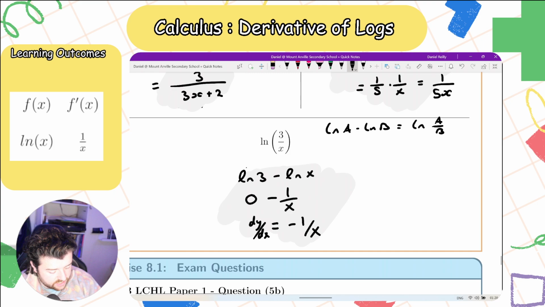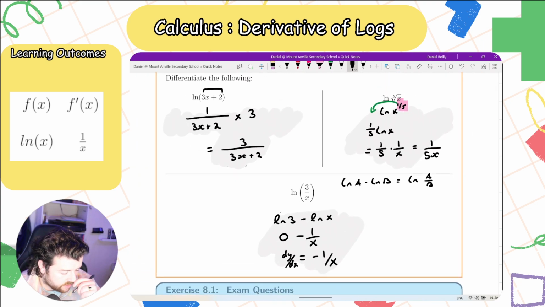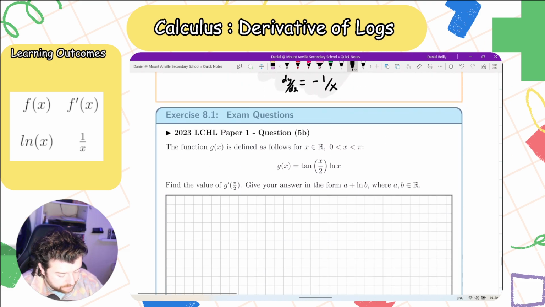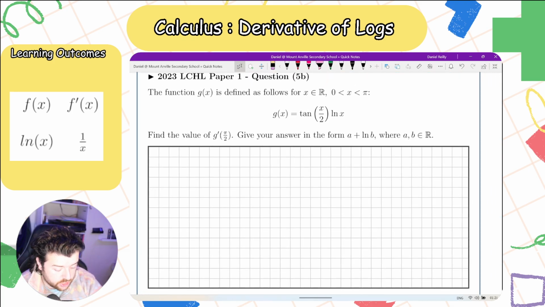Now, that's something to be aware of when we're looking at problems. We can always use a trig rule or a log rule to simplify some. So let's look at this one here. It's from 2023. The function g of x is defined as follows: g of x equals tan(x/2) times ln x. Find the value of the first derivative evaluated at pi over 2. Give your answer in the form a plus b ln c.